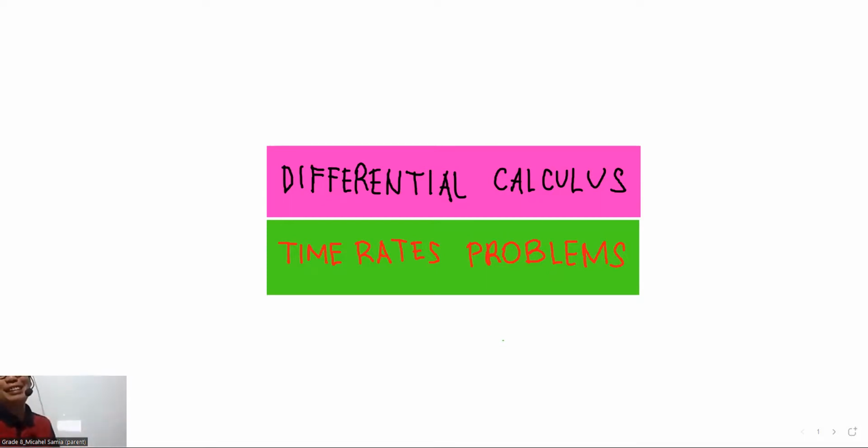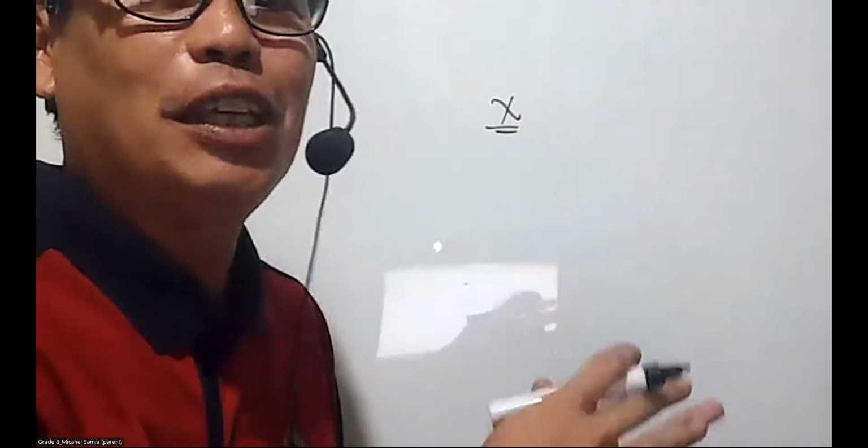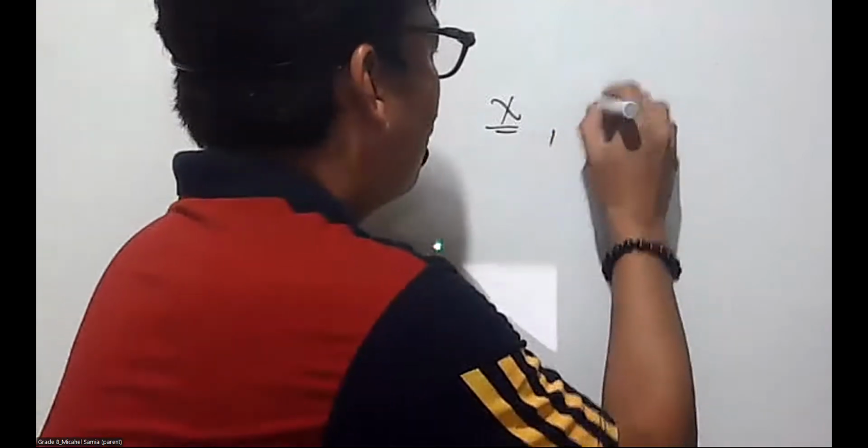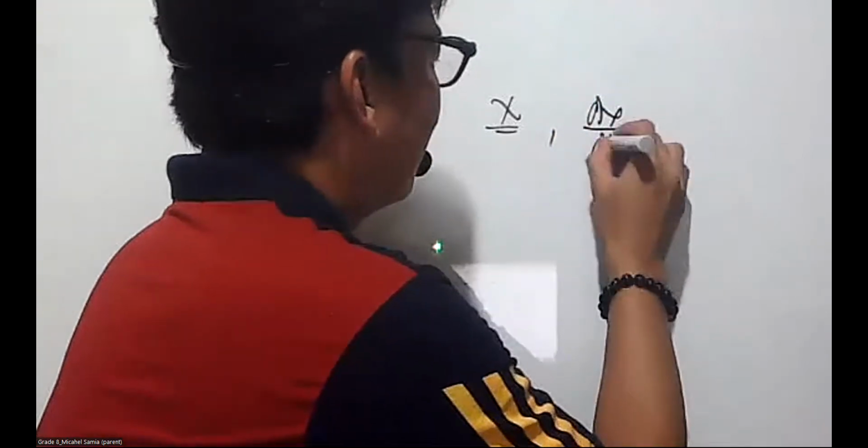We're going to discuss differential calculus, but our topic is on time rates. Let's say a certain quantity is a function of time. So that is time rates. For example, a certain quantity x is a function of time. The rate of change of that quantity will be denoted by the expression dx/dt.